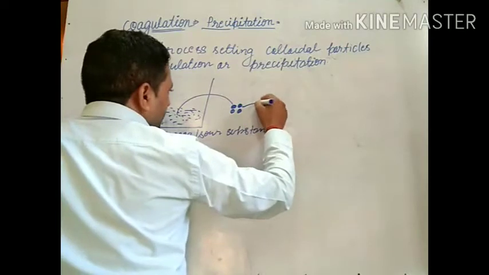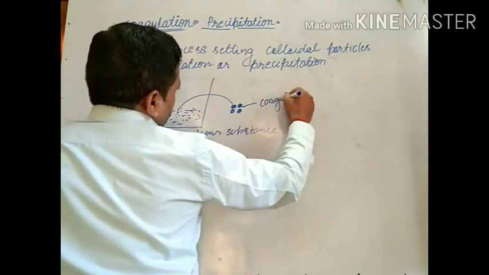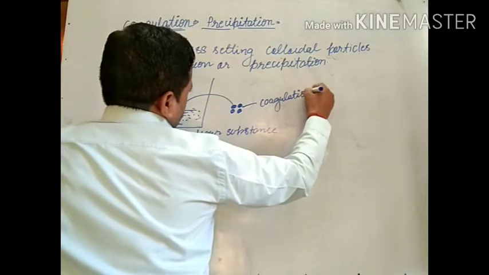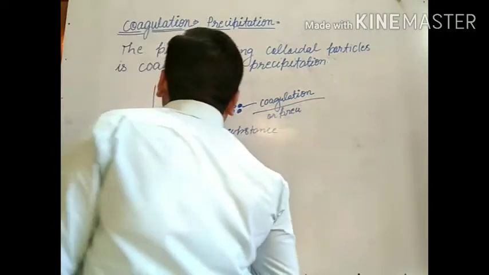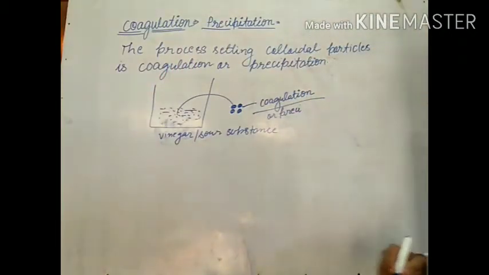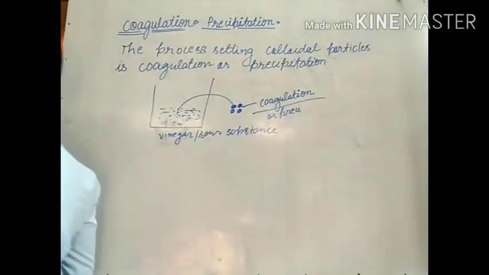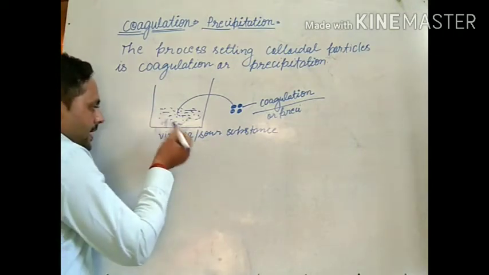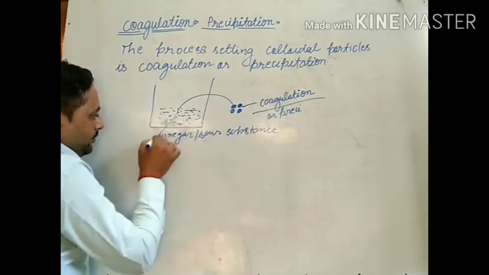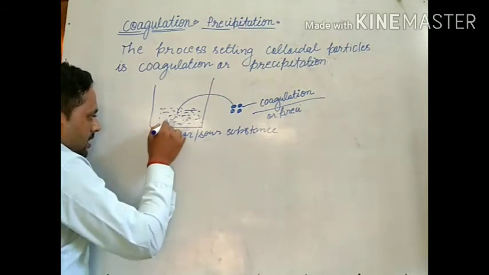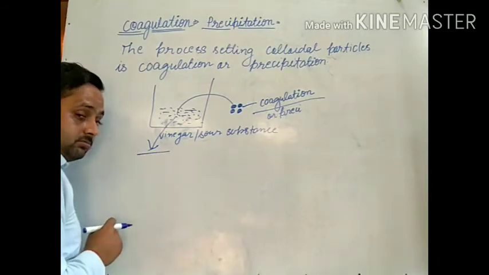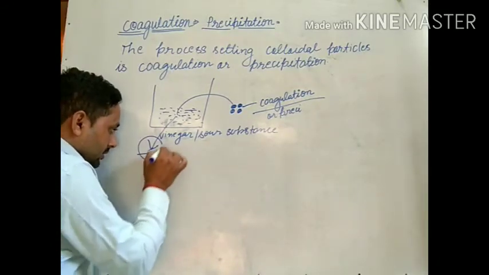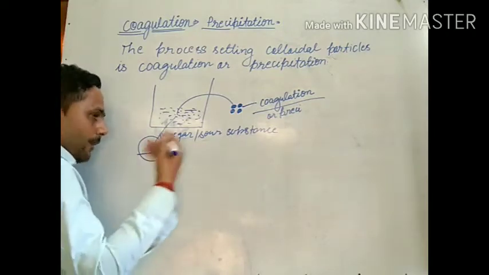This is called coagulation or precipitation. Why does it happen? How does coagulation or precipitation happen? What is the reason? It happens when the electrical charge of colloidal particles is neutralized by adding opposite charge.